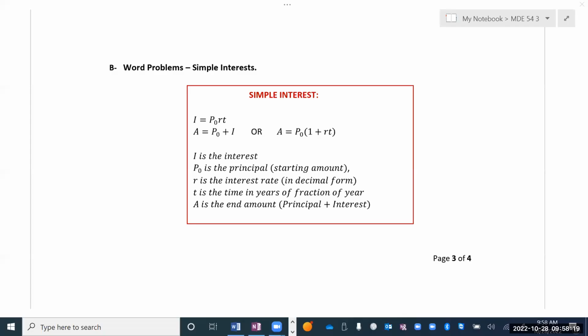Okay, here we are for video 2 of the finance unit, unit lesson 1, labeled day 15. So we've got word problems, simple interest.